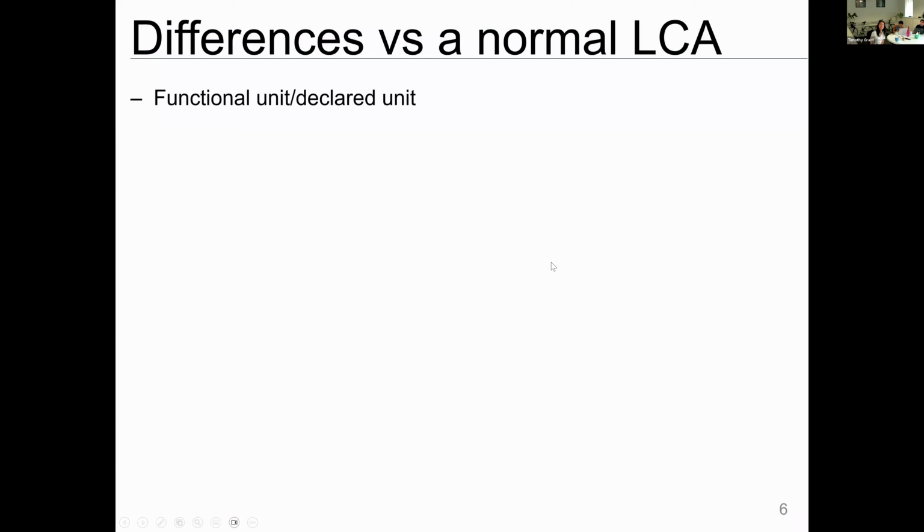So compared to a normal LCA, there are quite a few differences. First one is the use of a declared unit or a functional unit. A normal LCA, you would have heard of functional units, and that describes a specific function of a product. So if you had concrete and you specifically wanted it to be for a floor and you follow the life cycle to the exact construction site, its use in the building and then its end of life, you would use a functional unit. But if you didn't know the exact function of your product, you'd use a declared unit.